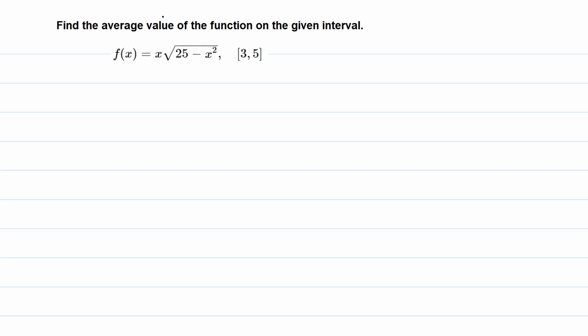Find the average value of the function on the given interval. The function is x times the square root of 25 minus x squared on the interval [3, 5].